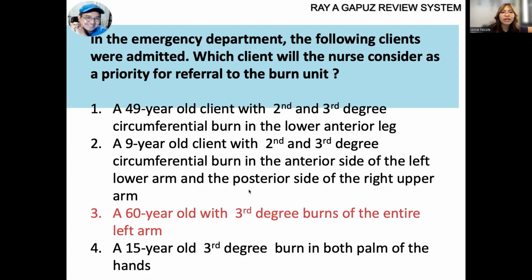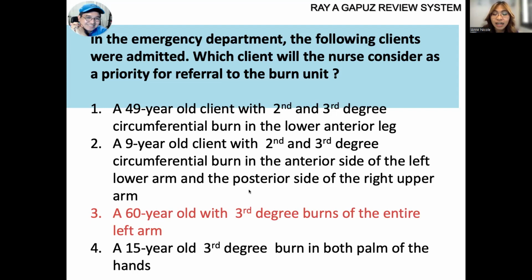Let's cancel out 3 and 4. Who will you prioritize next, 1 or 2? You have your second and third degree burns for a 49-year-old and a 9-year-old client with second and third degree circumferential burns in the anterior side of the left lower arm and posterior side of the right upper arm. Who will you prioritize next?